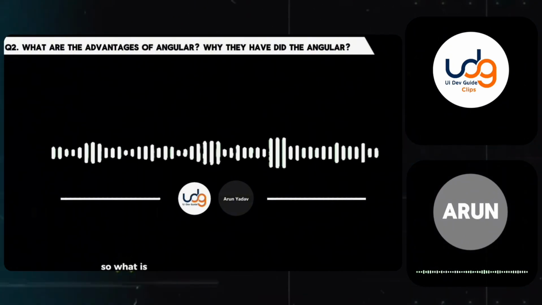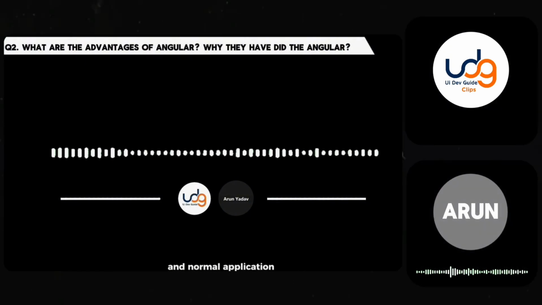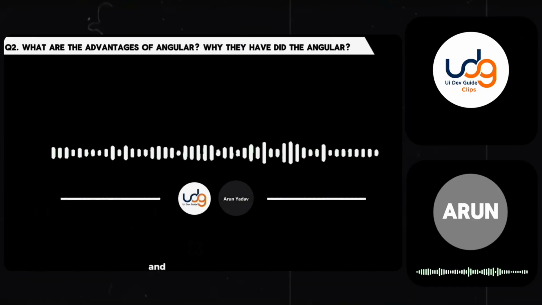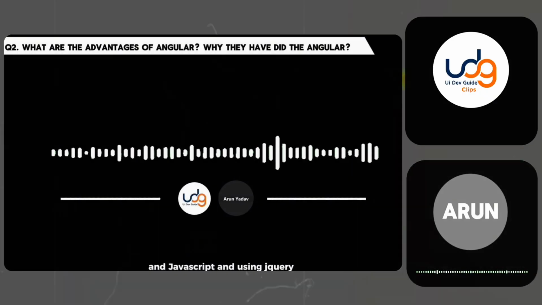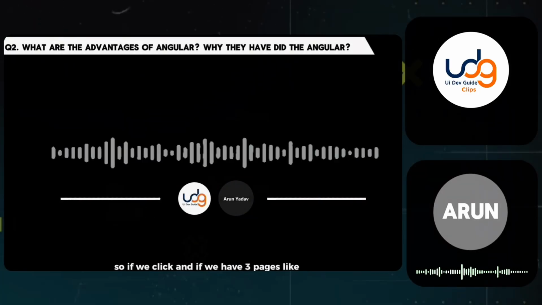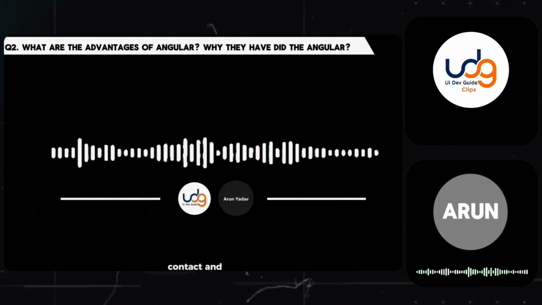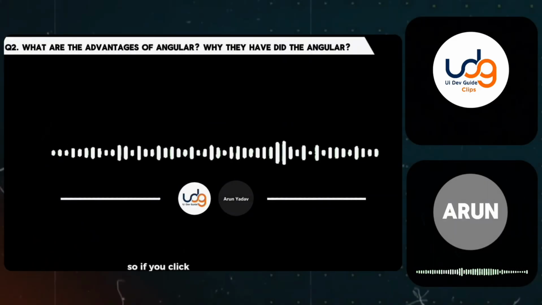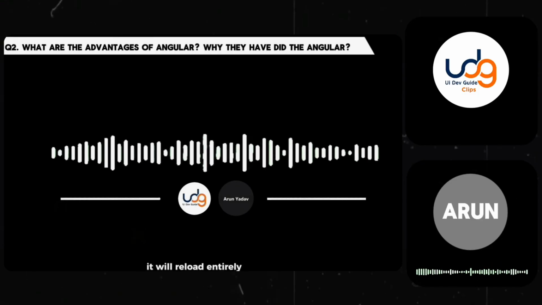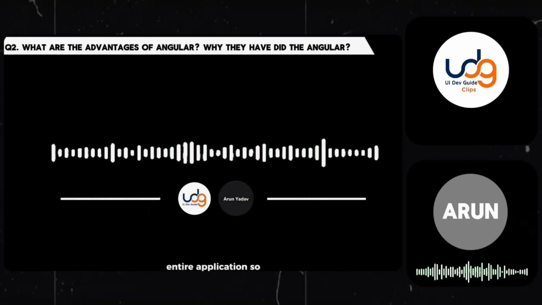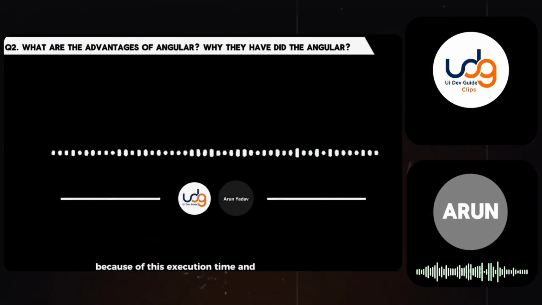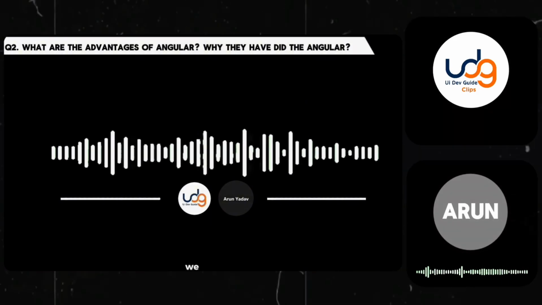What is the difference between a single page application and a normal application? Suppose we have an application using JavaScript and jQuery. If we have three pages like home, contact, and another page, and we click the contact page, it will reload the entire application. Because of this, there are execution time and performance issues.